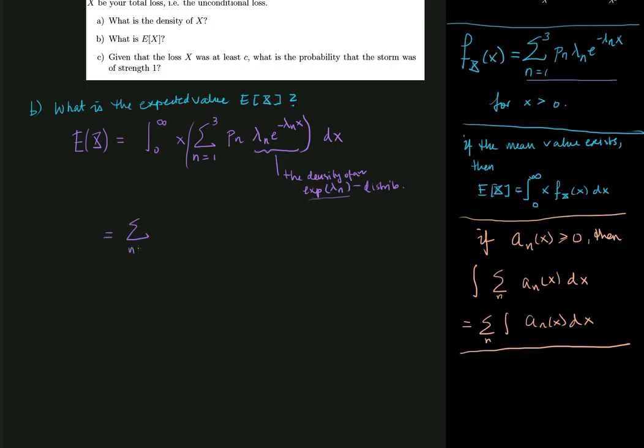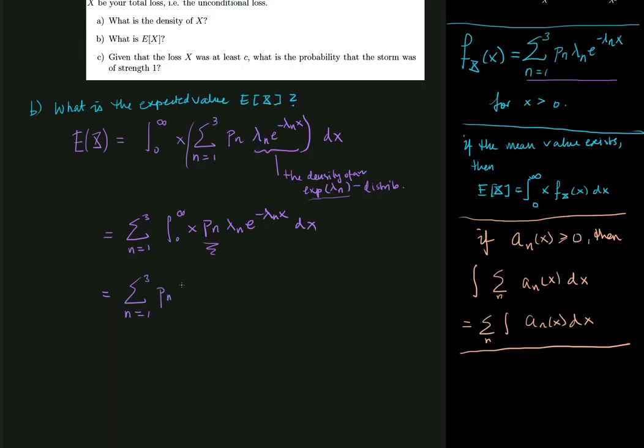So I take the summation outside. I have n equals 1 to 3. And then inside I have the integral from 0 to infinity of x multiplied by Pn lambda n e to the minus lambda n x dx. So the Pn is kind of an annoying factor here, because it's not part of the density function of an exponentially distributed variable. But that's okay, because Pn is a constant. So it has nothing to do with x, so I can take it outside of the integral. Now I cannot take it outside of the sum, because Pn depends on n, right?